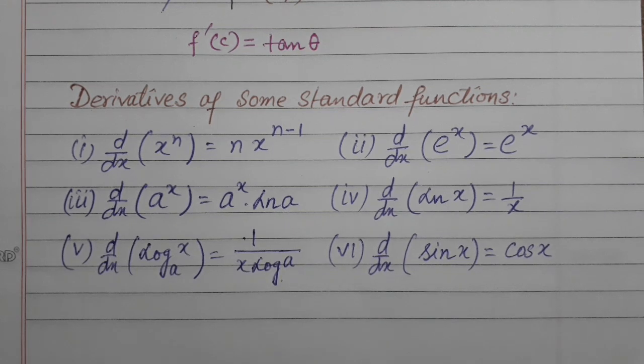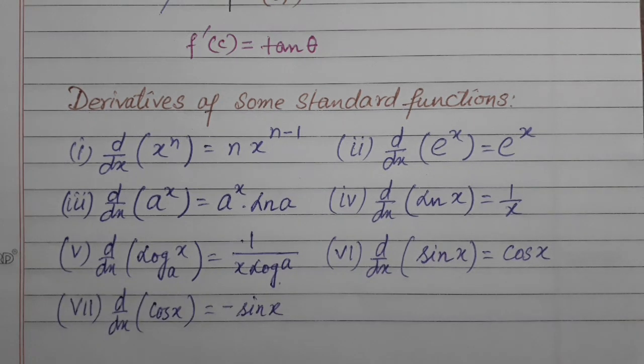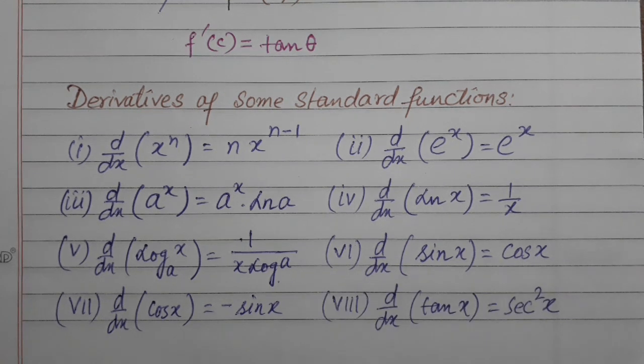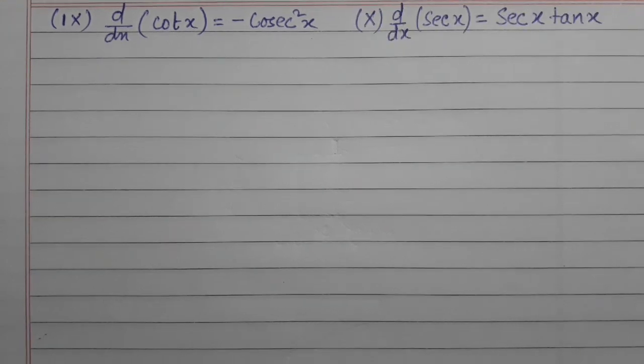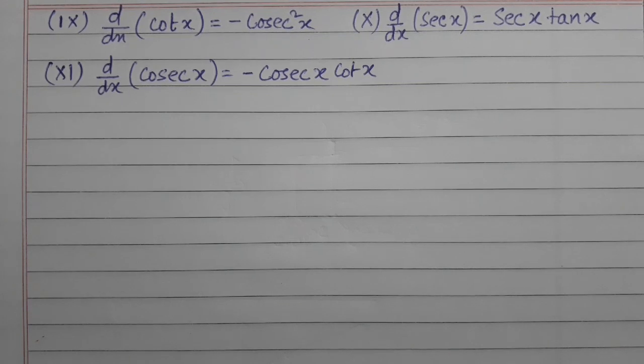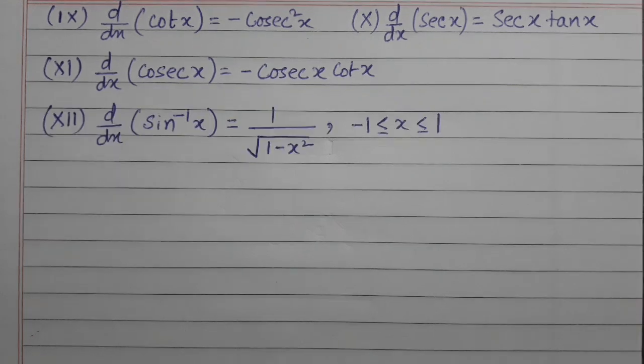The sixth formula, d/dx of sin x is equal to cos x. Then d/dx of cos x will be equal to minus sin x. Then d/dx of tan x will be equal to secant square x. Then the ninth formula, d/dx of cot x will be equal to minus cosecant square x. Then d/dx of secant x equals secant x times tan x. Then d/dx of cosecant x will be equal to minus cosecant x times cot x.